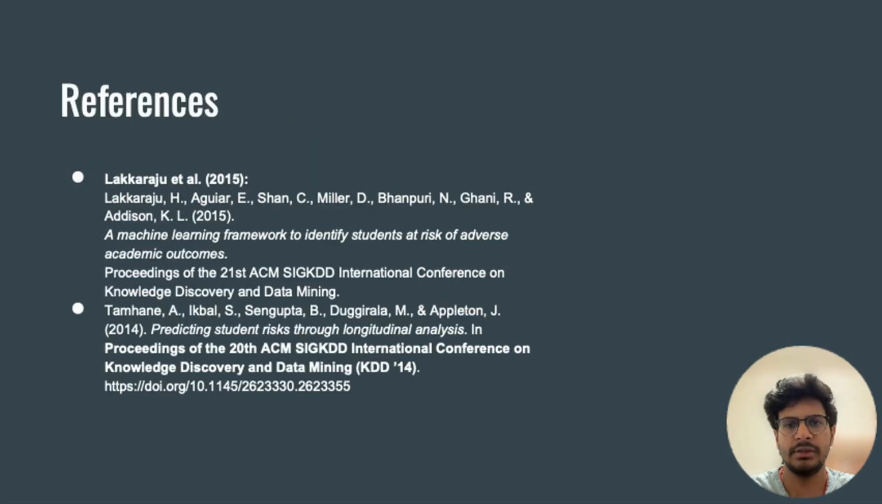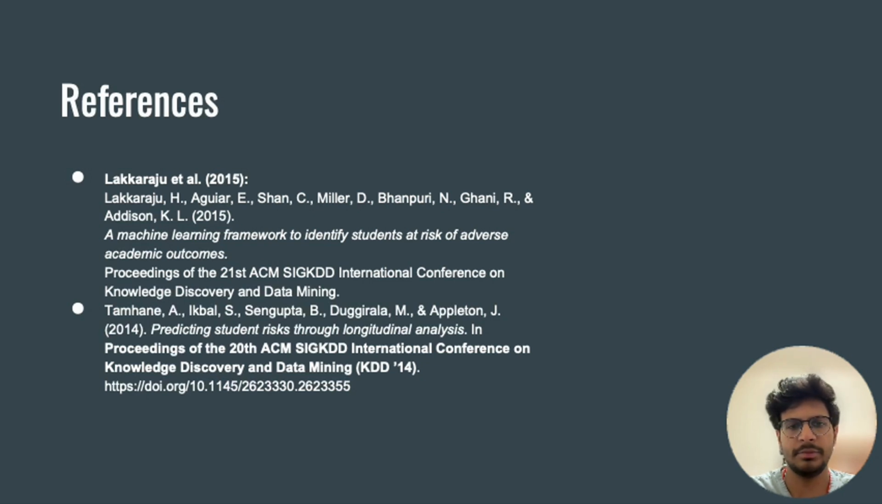For this project, we selected two research papers from top data science conferences. The first is by Lakaralu, who focuses on using machine learning to identify students at risk of poor academic outcomes. The second paper looks at predicting student risk using data that has been collected over time.